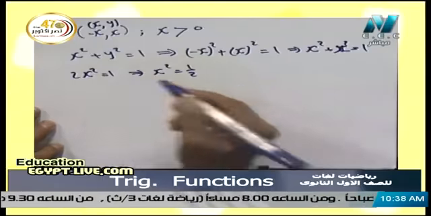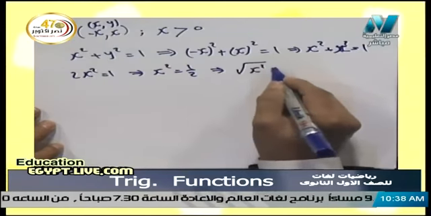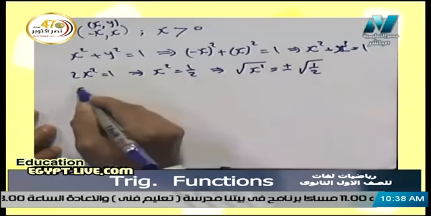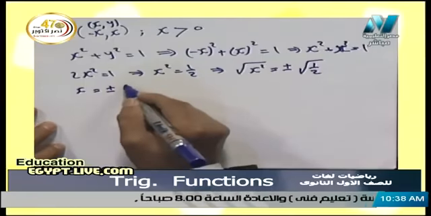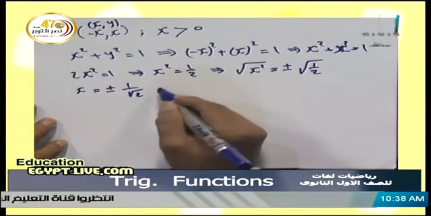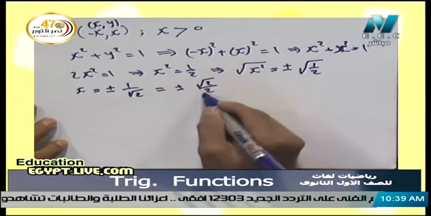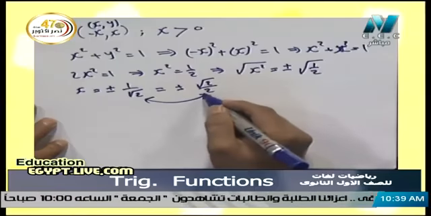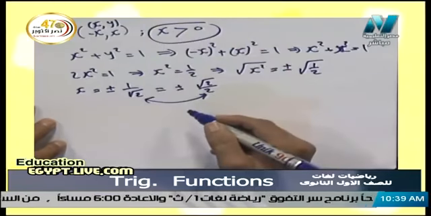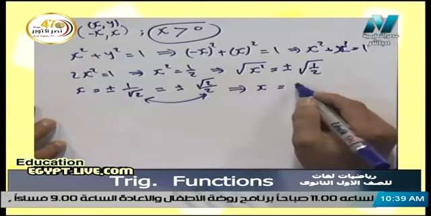We divide by 2. When we take the square root for the two sides, x must be positive or negative. So x equals positive or negative 1 over root 2. If we put it in the calculator, it will give you root 2 over 2. It's the same number, but here in simplest form. And we know the condition that x must be a positive number. So x here will be the positive 1 over root 2.